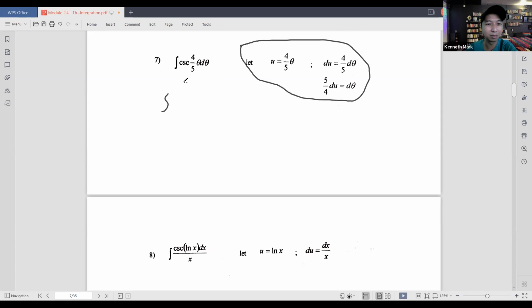So we can have integral of, labas natin to. So that is cosecant 4/5. Then you can have integral of theta d theta. Tama ba to? Tama naman, syempre.